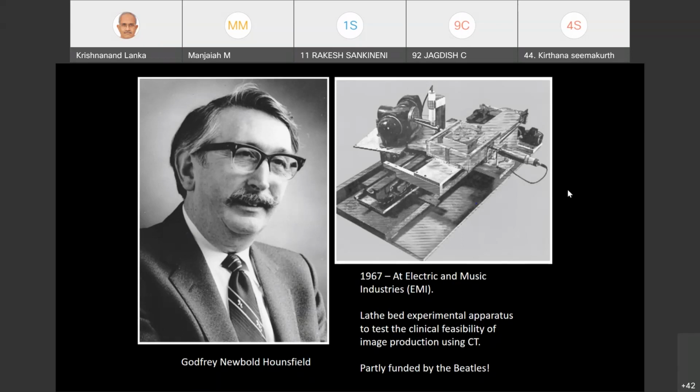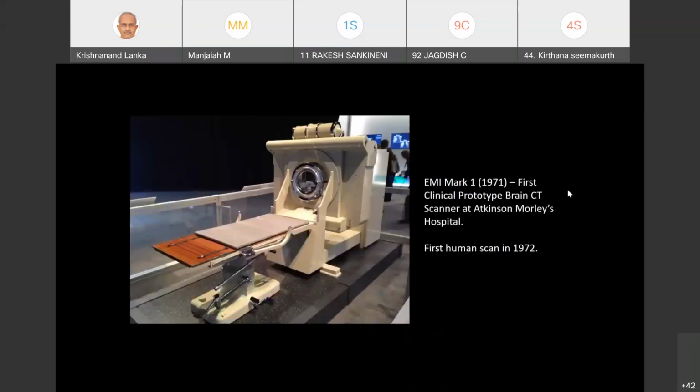He mounted his X-ray source on a tool post. He moved the tool post around the job to take the image, sensing the radiation on the other side. So 28,800 projections is not a simple thing, right? And finally he succeeded in getting the image.